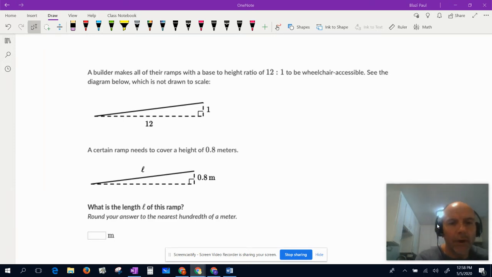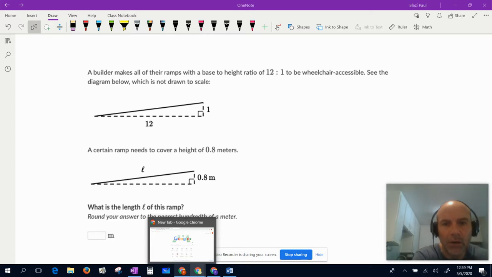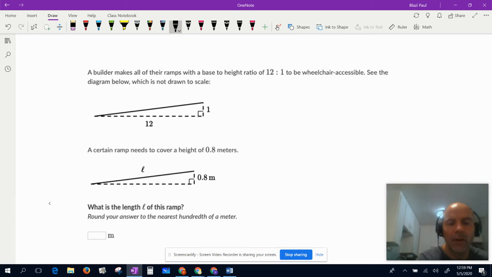A certain ramp needs to cover a height of 0.8 meters. Well, it says up here that the builder makes all of their ramps with a base to height ratio of 12 to 1. Okay, so that means that both of these have a base to height ratio of 12 to 1. So what we have to do is set up a ratio problem here. Now, we've kind of done this with the trigonometric ratios.